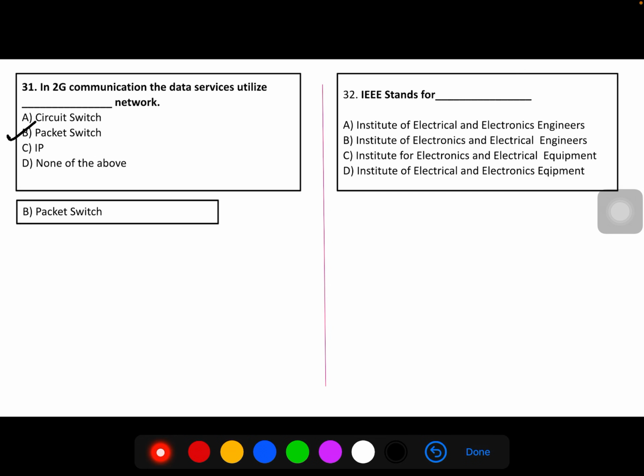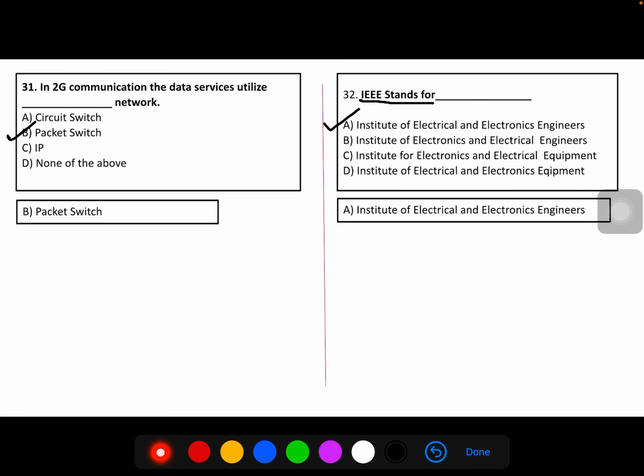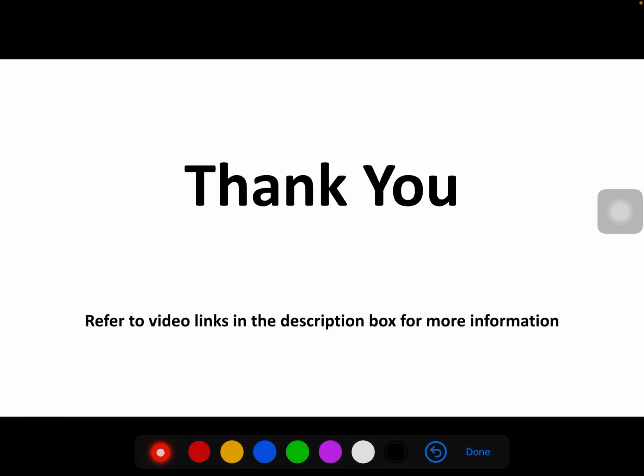Next question. IEEE stands for Institute of Electrical and Electronics Engineers. So the correct option is A. These were some of the questions based on GSM, GPRS, CDMA, and the mobile communication technologies. I have shared the links of videos which discuss the architecture of GSM and GPRS, which will clear your doubts and concepts to a great extent.